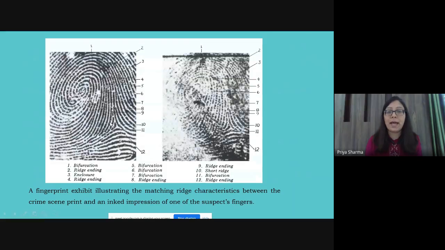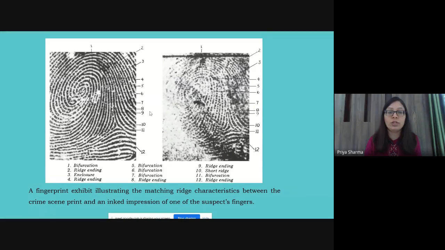This is a comparison chart, in which first we look for the general pattern. If the general pattern is similar, like here you can see it is a round pattern with the delta and the core, and in the other print it is also a similar pattern, then we move further to the ridge characteristics, that is, level two details, bifurcations, and then we compare the location of these respective ridge characteristics. And here you can see there are 12 characteristics we have compared, which are sufficient to establish the identity.